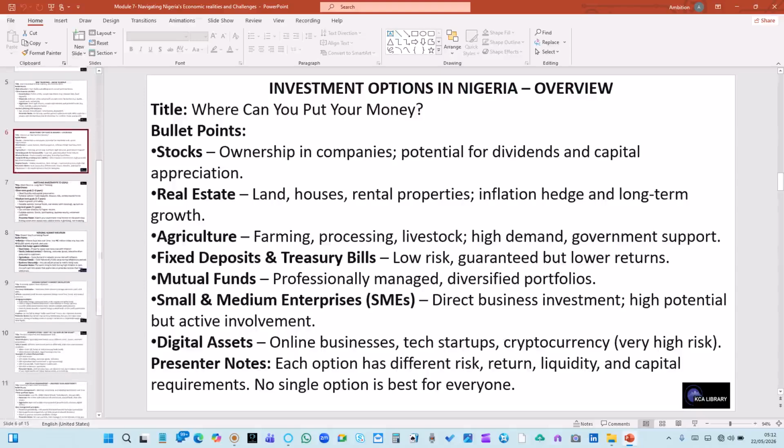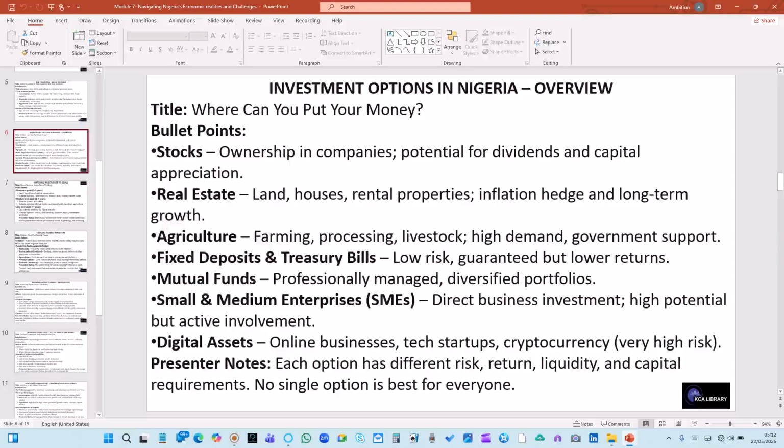Titled Where Can You Put Your Money? Now we have different types of investment options in Nigeria. Number one, you can invest in stock, that is ownership in companies, with potential for dividend and capital appreciation. We have real estate, which includes land, houses, rental properties, inflation hedges, and long-term growth. We have agriculture, which includes farming, processing, and livestock, characterized by high demand and government support.